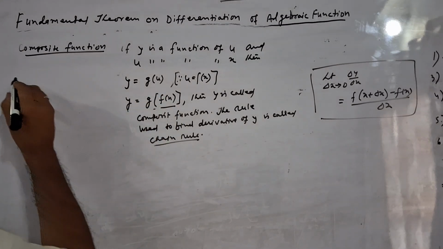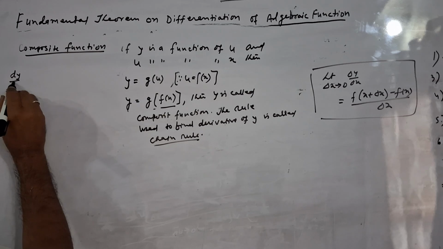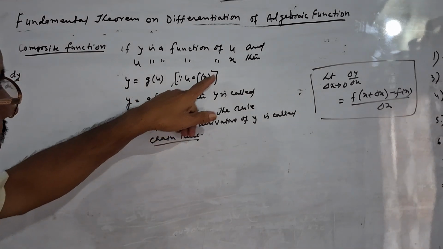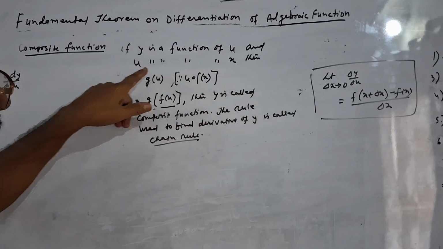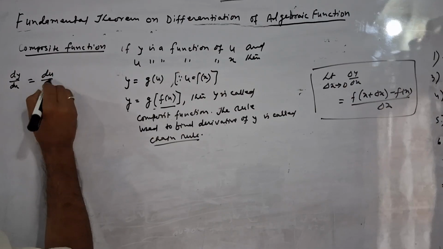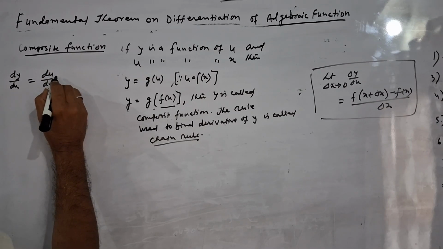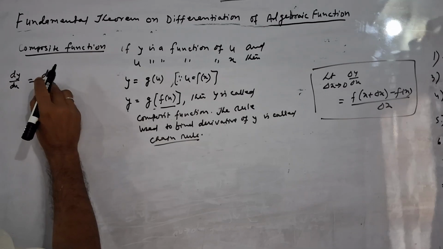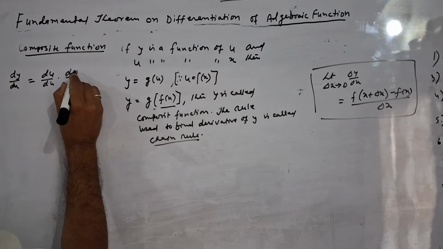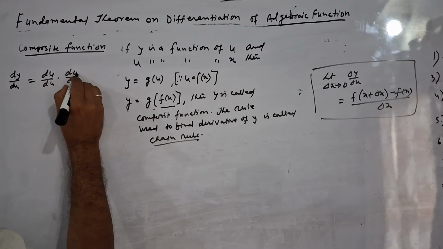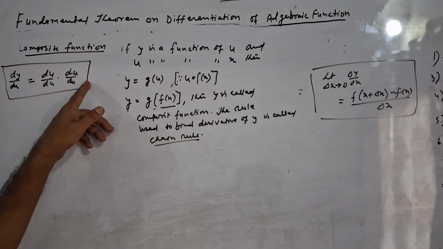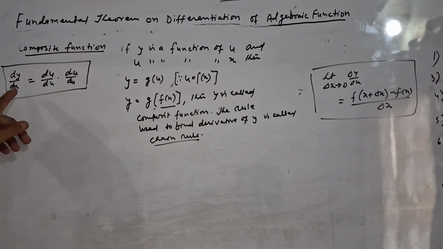In this case, dy by dx, the derivative of y with respect to x, where x is the variable of u, is equal to dy by du into du by dx. This is the formula which is known as chain rule. Now we have to prove this.